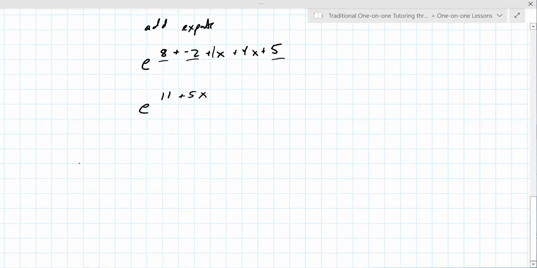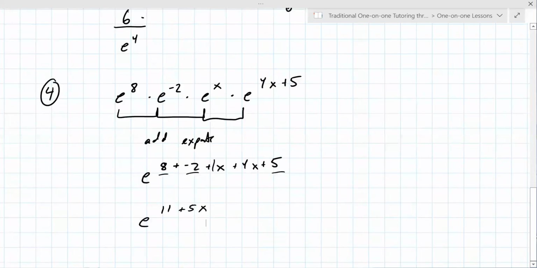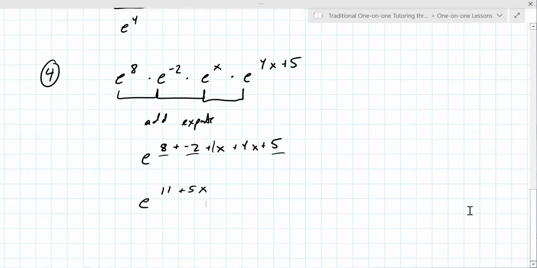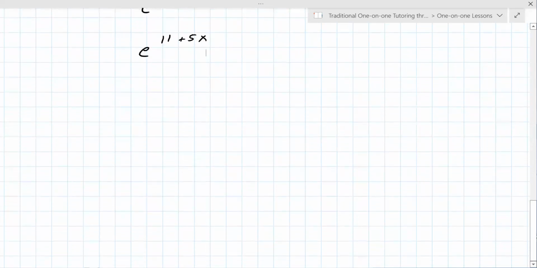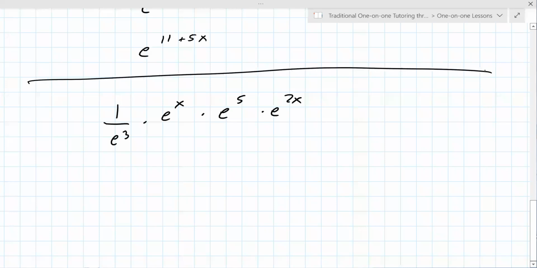All right, so let me give you one to try here. Do you need to get any of these notes down, or can I give you a problem? Yeah, hold on. Okay. All right, so let me just give you a small variation on this. Let's just say it's 1 over e cubed times e to the x times e to the 5th times e to the 2x. So this is your problem here, but as a reminder, 1 over e cubed can be written as e to the -3 power.